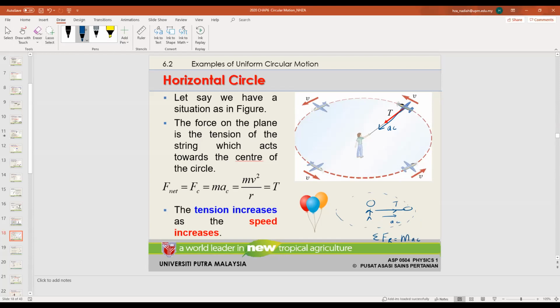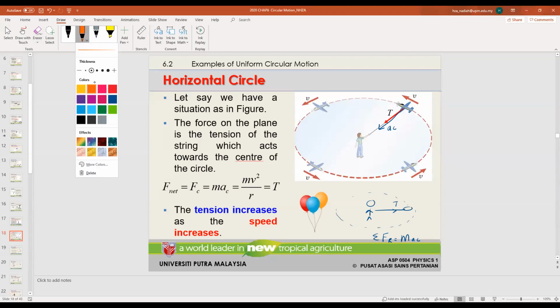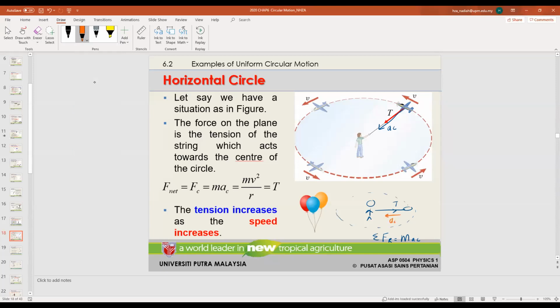What is acting in the radial direction over here? AC is towards the center. Saya tulis terbalik. Wait. So AC is this way. Okay. So AC is towards the center. This is your circular motion. Your T is this way, and your AC is also that way. So MAC equals T, mv squared over R equals T. Okay, because T is the only thing that is acting in the radial direction.